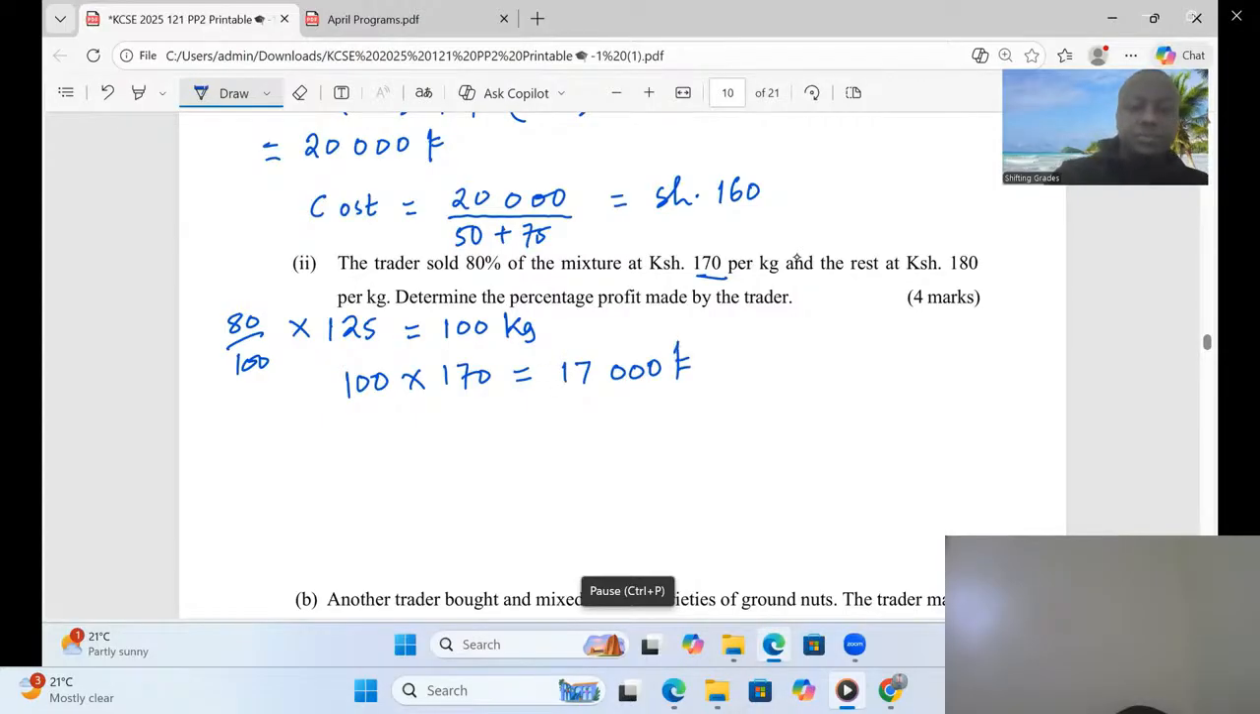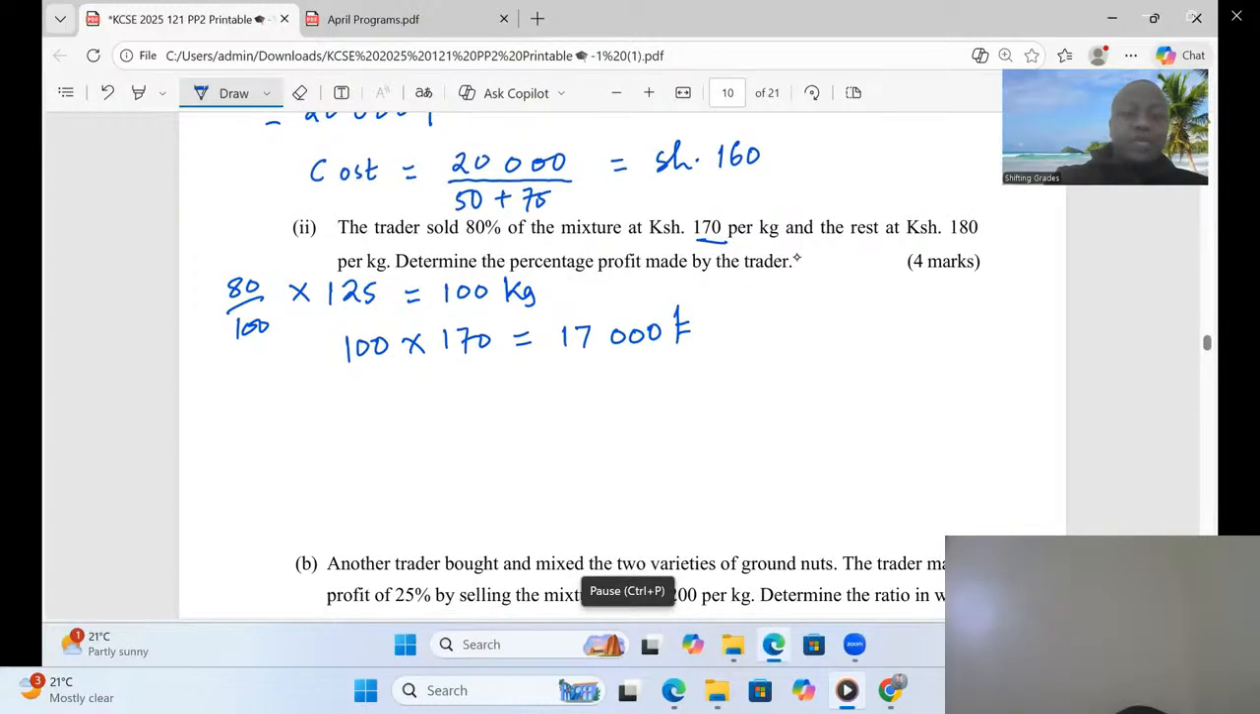17,000. So the trader obtained 17,000 Kenya shillings from the sale of the first 80%, meaning that the remaining, which are just 25, remember the total was 125 kilograms, 100 have been sold at 170 each. So the rest are 25, and each is going to be sold at 180 according to the instructions. So 25 by 180 will fetch 4500 from the sale of the 20%, which is 25 kilograms.